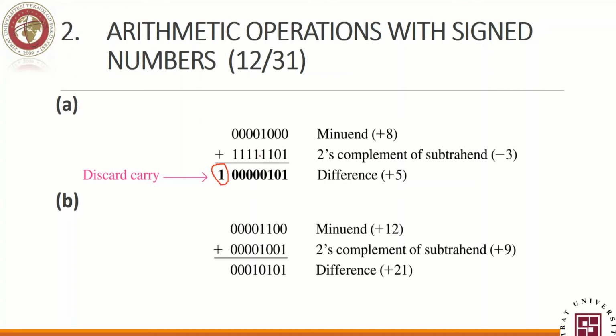Why? Because 1 plus 1 is 0 with 1 carried, 1 plus 1 is 0 with 1 carried, so we'll keep carrying 1 until we finish all these possible digits. It will be carried and discarded. That is how we subtract, okay?